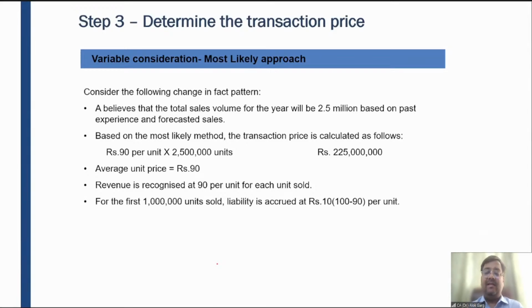Now let's discuss the same example with a different approach, the most likely approach. A believes that the total sales volume for the year will be 2.5 million based on the past experience and forecasted sales, right? So A is believing that 25 lakh units is the most appropriate quantity. So based on the most likely method, the transaction price is calculated as, if we are expecting that the customer will give an order for 25 lakh units, what is my price per unit?